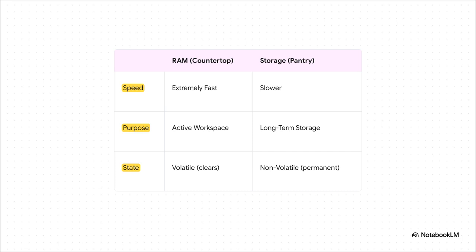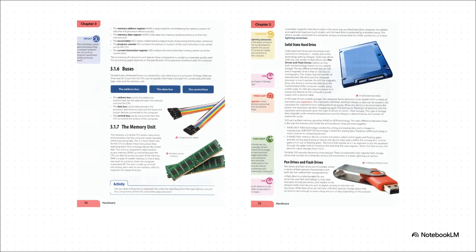Think of RAM, that's random access memory, as the chef's countertop. It's right there, it's super fast, and it's holding all the ingredients and tools the chef is using right this second. The catch? When you turn the power off, whoosh, the countertop gets completely wiped clean. It's volatile. Now, storage, that's your hard drive or your SSD, that's the pantry. It's a little slower to get things from the pantry, sure, but it holds everything long term. All your programs, all your photos, they're safe in the pantry even when the power's off. It's non-volatile.